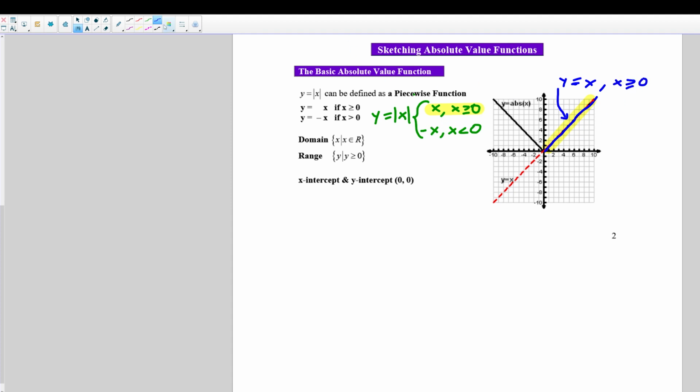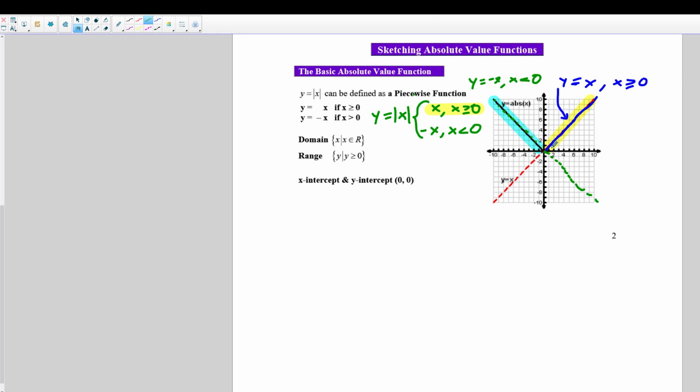And now we want to look at the other piece. Let me go ahead and highlight it. The other piece states that it's going to be negative x if x is less than 0. So we're actually looking at this portion here. If I were to draw another line here, maybe I'll do this in green, and outline this whole thing, we would say that this is y is equal to negative x. But because we're only looking at the portion where x is less than 0, this portion here is y is equal to negative x when x is less than 0.